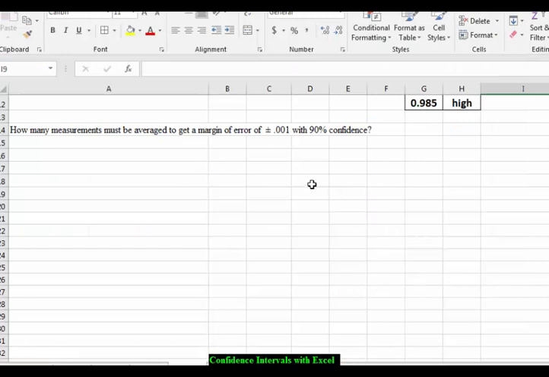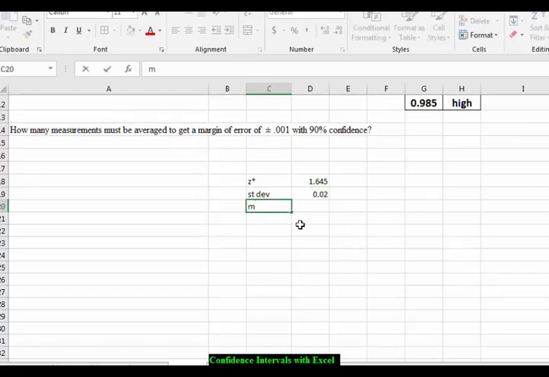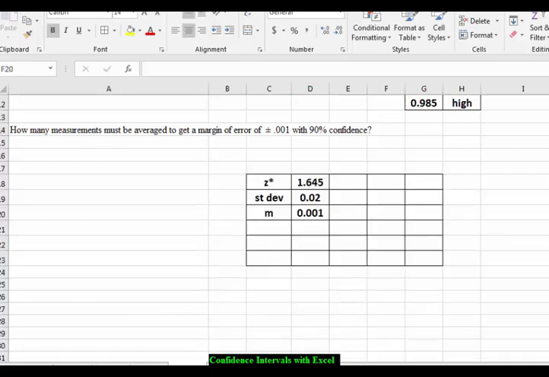I'm just going to start typing in numbers. The Z star was 1.645, right? That was our Z star. And our standard deviation was 0.02. And our margin of error from the problem is 0.001. So now we're going to have to multiply these two, divide by that. Hold on a second. Let me make them bigger for you. More better. Okay, so let's do Z star.